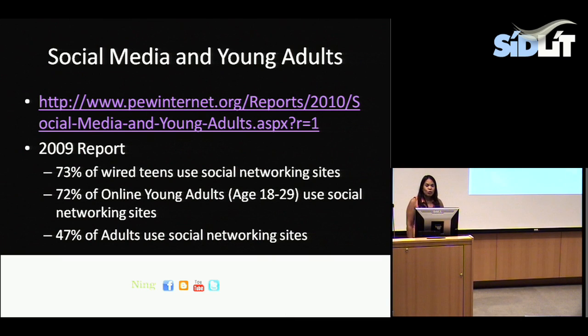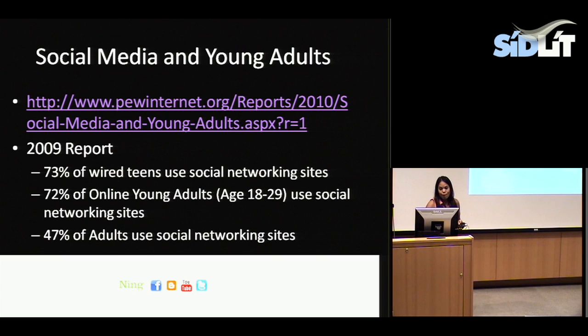So there's a 2009 report about social media and young adults, and you can find it at this URL. But 73% of wired teens use social networking sites. Young adults, 18 to 29, 72%. And 47% of adults, and I think that includes young adults too, use social networking sites. So more and more people are getting on Facebook and these different sites, and they're becoming more prevalent.